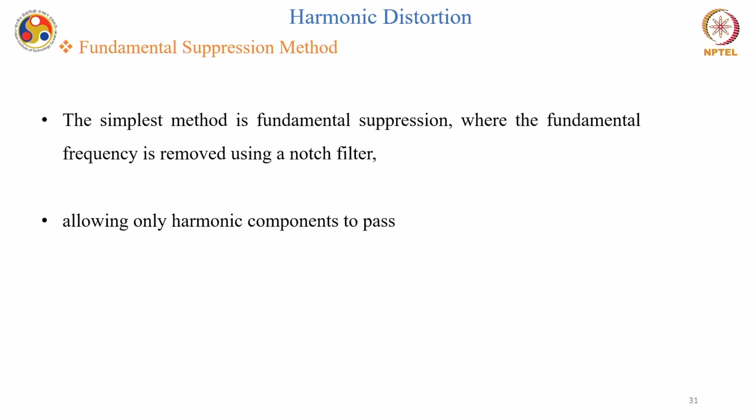Okay. Now, let us see the fundamental suppression method in a little detail, because, as I have mentioned, if you understand this, other harmonic distortion analyzers can be understood very easily. Okay. This is the simplest method for measuring the total harmonic distortion, where the fundamental frequency is removed using a notch filter, allowing only the harmonic component to pass. Okay. So, now you have separated out the fundamental frequency and you are only allowing the harmonic component. So, total harmonic distortion can easily be calculated.